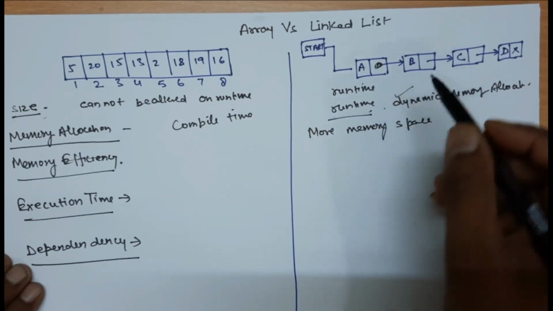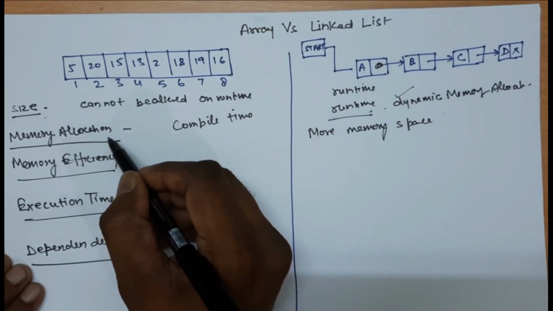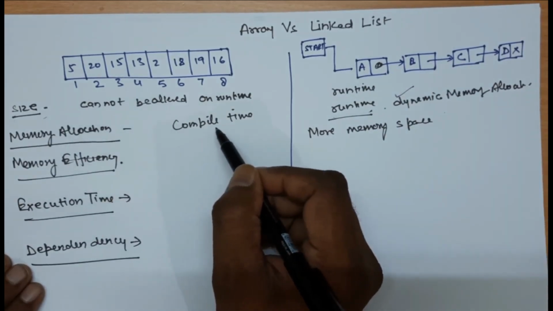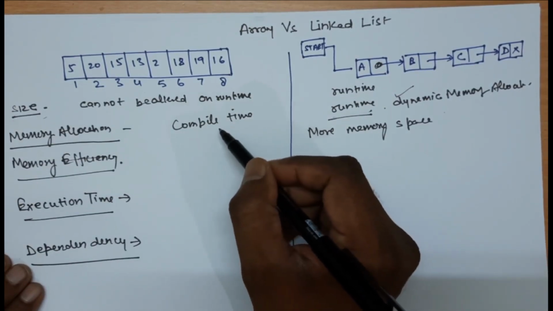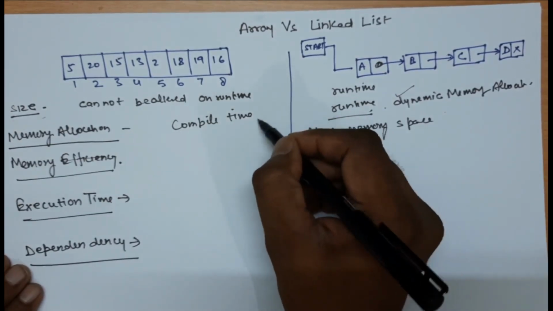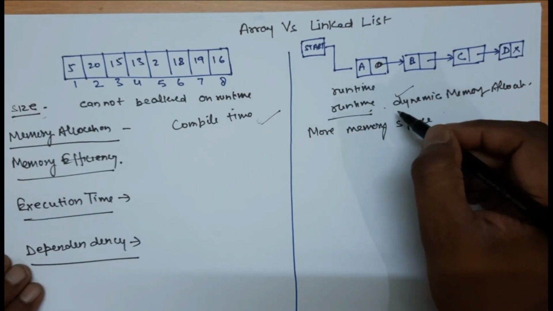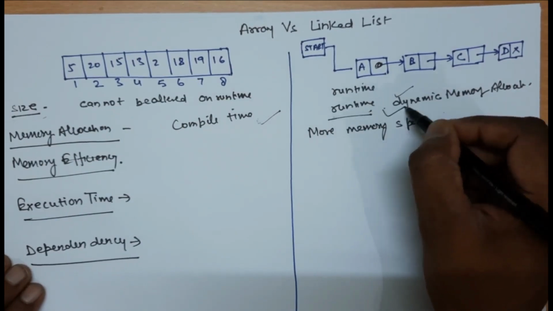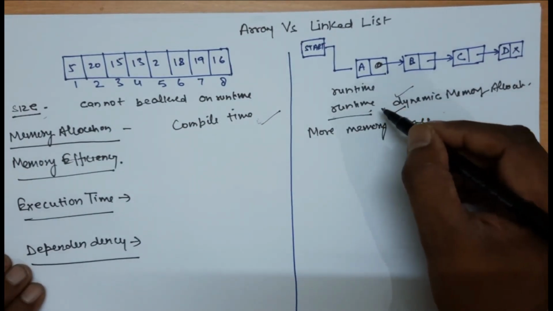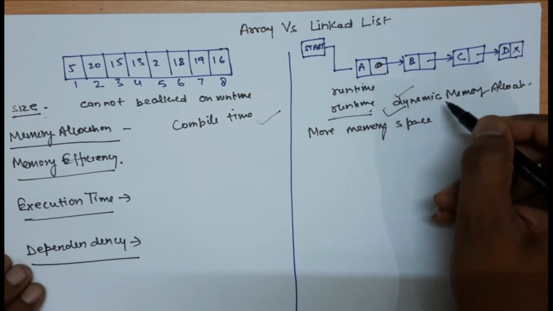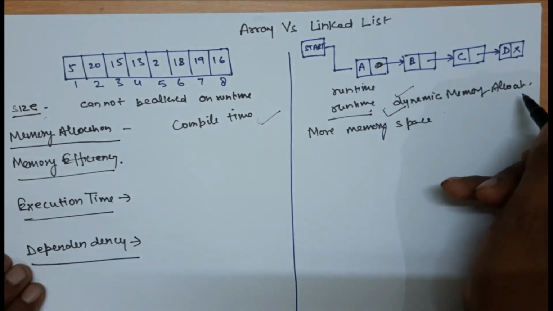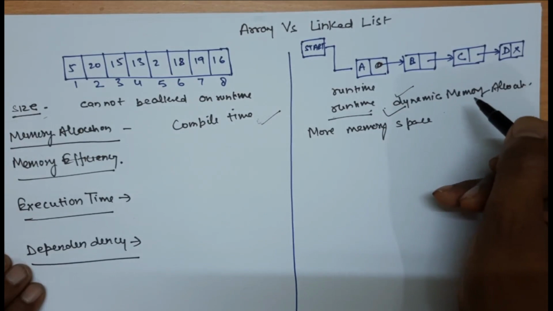Second point, memory allocation. Memory is allocated to the array data structure during the compile time, while for the linked list the memory is allocated during the runtime. So it is also called dynamic memory allocation.